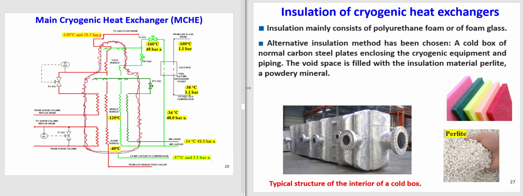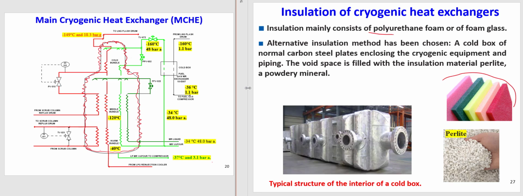So the isolation is mainly done by polyurethane, okay? Polyurethane is this kind of foam, like even some foams that we use at home for washing dishes, they have similar materials. There are polyurethane foams, or glass foams. Glass foam is also used for isolation. This is one way.